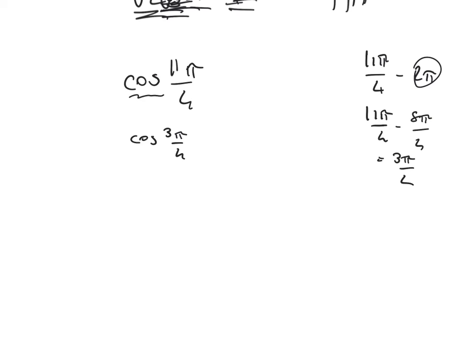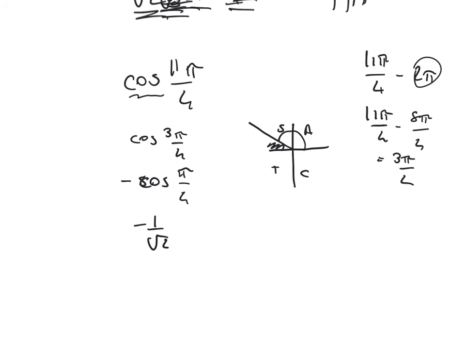Okay, so pi over 4 is 45, times that by 3 is 135. So I'm going to think degrees and write in radians. That's in the sine quadrant, and cos is negative in the sine quadrant. My acute angle is pi over 4, and cos 45 is 1 over root 2. Cos pi over 4 is 1 over root 2, so it's minus 1 over root 2.